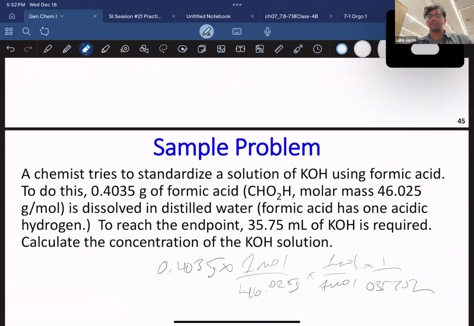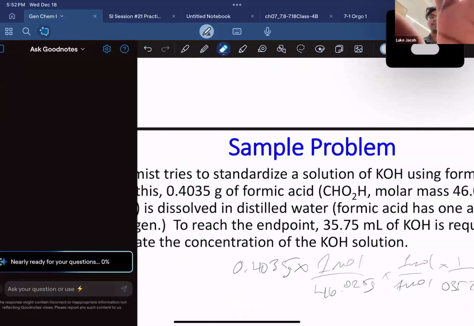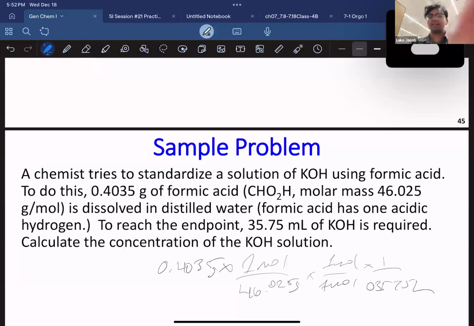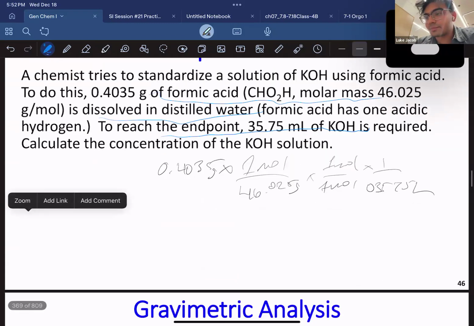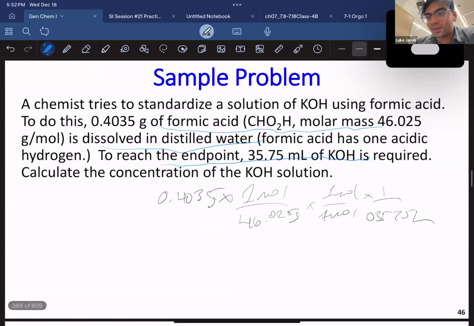These are the word kind of problems, and it's important to recognize what's actually happening. So in this question, they tell you what formic acid is, they tell you what the base is. The formic acid is dissolved into distilled water. To reach its endpoint, 37.75 milliliters of KOH is required. Sorry, my writing was really bad there, but essentially it's just asking how much KOH would be required to neutralize all of the formic acid.